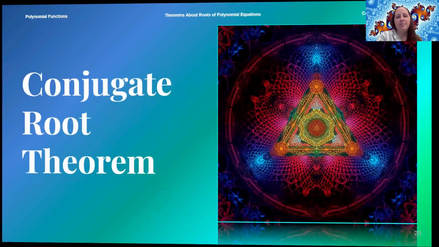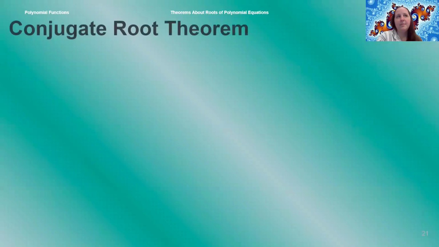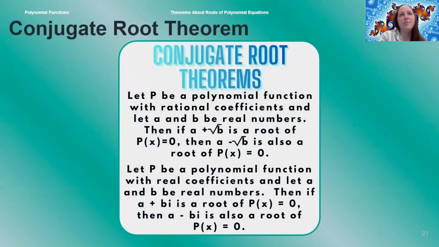Conjugate root theorem. The conjugate root theorem states let p be a polynomial function with rational coefficients and let a and b be real numbers. Then if a plus square root of b is a root of p of x equals 0, then a minus the square root of b is also a root of p of x equals 0.